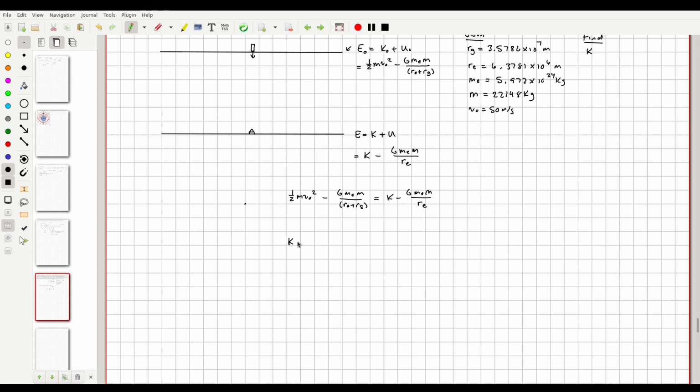So K here is going to equal, when you solve for it, 1/2 m v naught squared minus G, mass of the Earth, mass of the crowbar, times 1 over r sub e plus r sub g, plus, actually, if it moves over there, it's plus. If you pull into the negative, it's minus, 1 over r sub e.